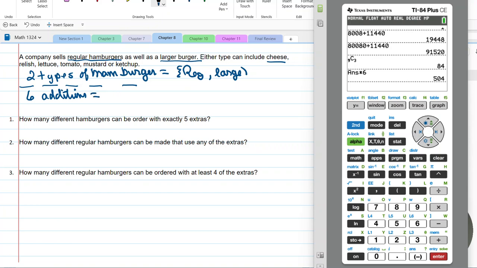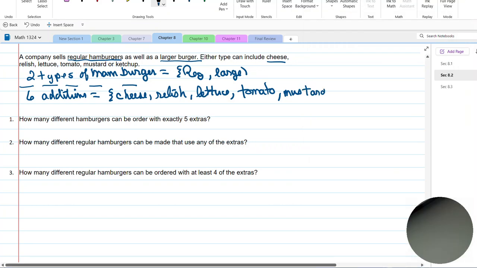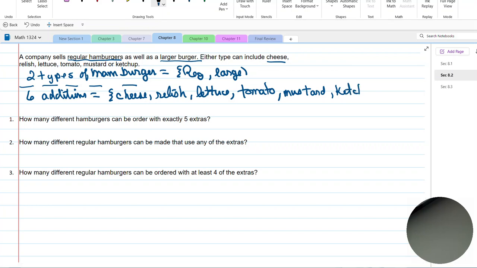because they are cheese, relish, lettuce, tomato, mustard, or ketchup. Right. 1, 2, 3, 4, 5, 6. Good. I counted right. Now we're getting to work. How many different hamburgers can be ordered with exactly 5 extras?